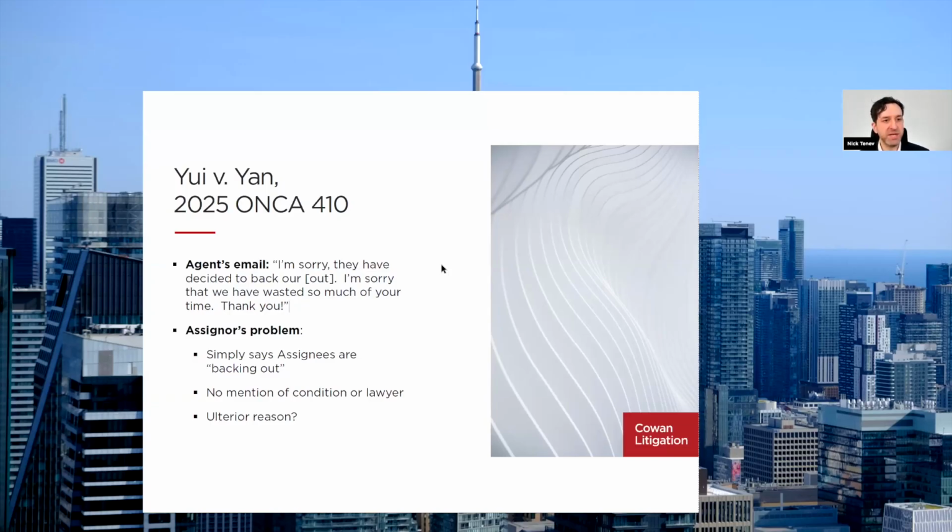The assignor's issue was that the email simply said the assignees are backing out. It didn't say anything about relying on the condition, that they met with their lawyer, or anything like that. And so the assignor suspected that there is an ulterior reason, that the assignees wanted to back out of the agreement for some other reason. And they were simply using this lawyer approval condition as a way to get out. But they weren't actually relying on it. Their lawyer probably didn't have a reason for them to back out. They were just trying to back out for other reasons.